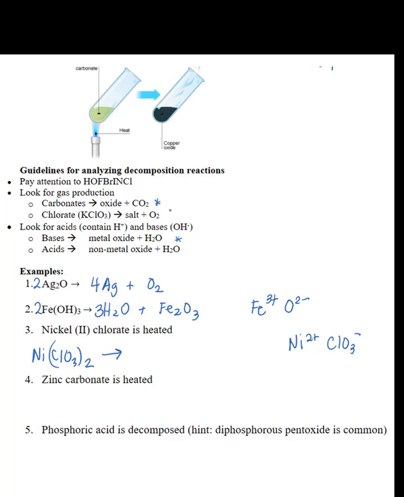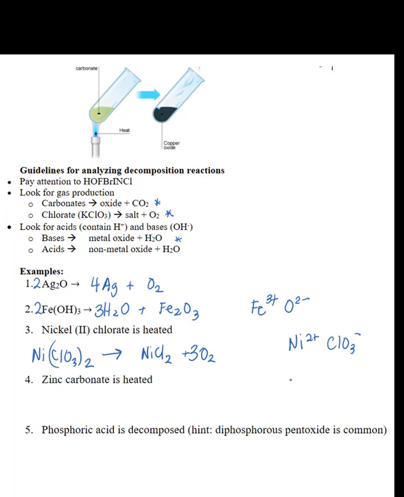So when I have a chlorate, if I look at my rules, I am going to produce a salt and oxygen. So I'm going to release oxygen, and then my salt is going to be the compound with the nickel and the chlorine. So the nickel keeps its charge. Chlorine is Cl-, so when I cross over, I get NiCl2. And when we balance this equation, all we need is a 3 in front of the oxygen. I've got 2 chlorines here, 2 chlorines, 1 nickel, so all I need is a 3 for the O2.